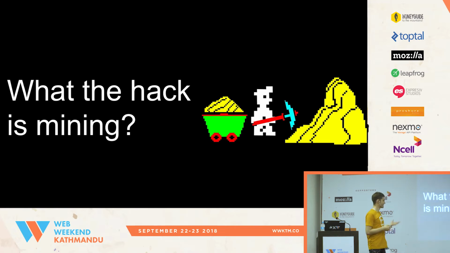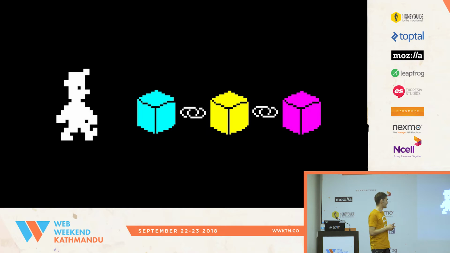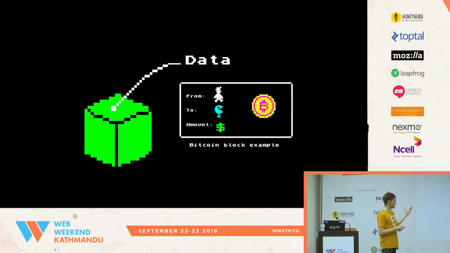Okay, then let's explain this. Blockchain is a distributed storage of data. It's created of chains, it consists of blocks. It's a chain of blocks of data, and the blocks contain information. For example, this is a Bitcoin block example. It contains information: who is sending money, who is getting money, and the amount of money transferred.